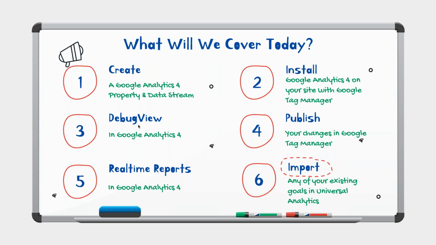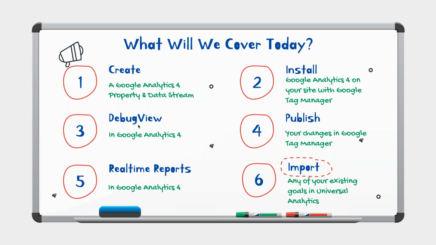Then we're going to spend a little time in the Debug View, which is a new feature in Google Analytics 4 that allows us to understand, did we get the data installed correctly and is it working? After that, we'll show how to publish those changes to your Google Tag Manager so they go live.